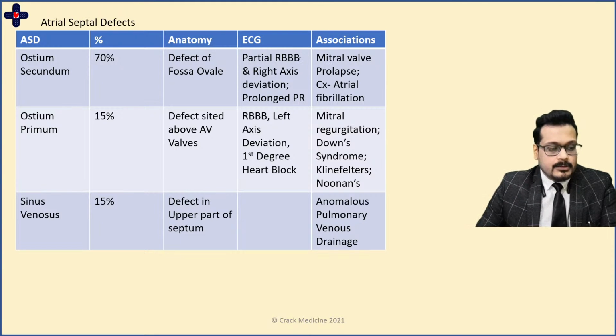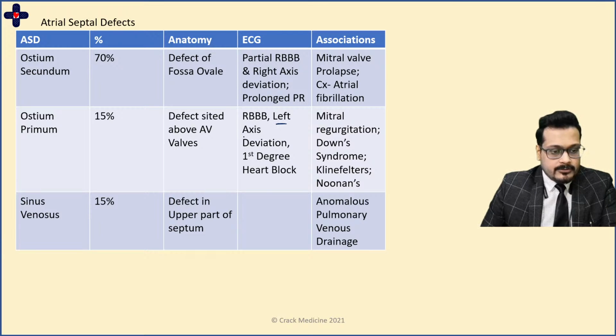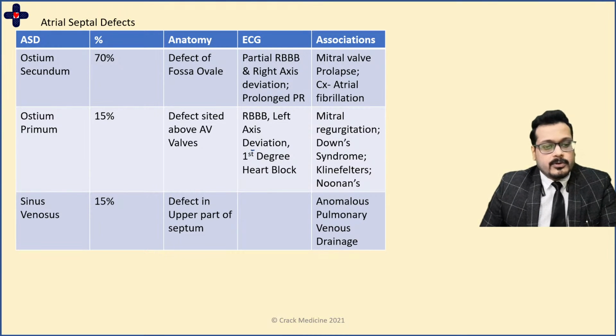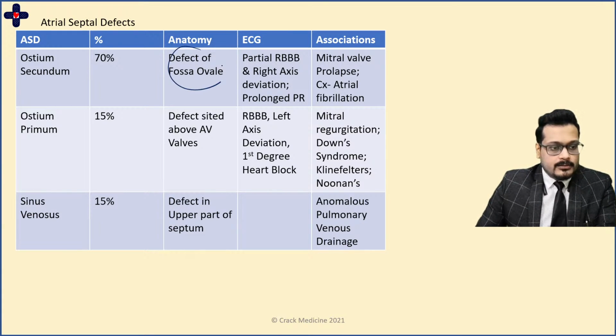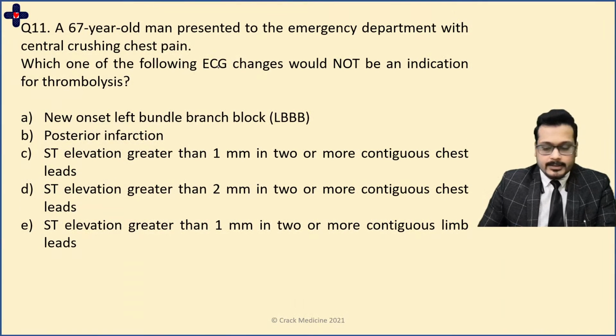You have to note that the partial right bundle branch block and right axis deviation point towards ostium secundum, while left axis deviation, if mentioned in the stem, points towards ostium primum. Okay, so just make note of that. And in ostium primum, you will also have a first degree heart block. So this is something that comes up in your exam. They can also ask you where the defect is in the anatomy of the heart. All right, so most of you are correct. Please make sure to go through the notes really well this time, because I have put up some things that you need to remember, and try to put them up in a table sort of format so that it's easy for you to remember.